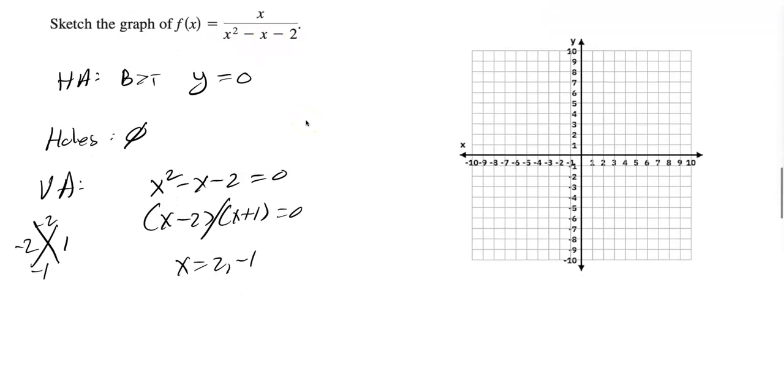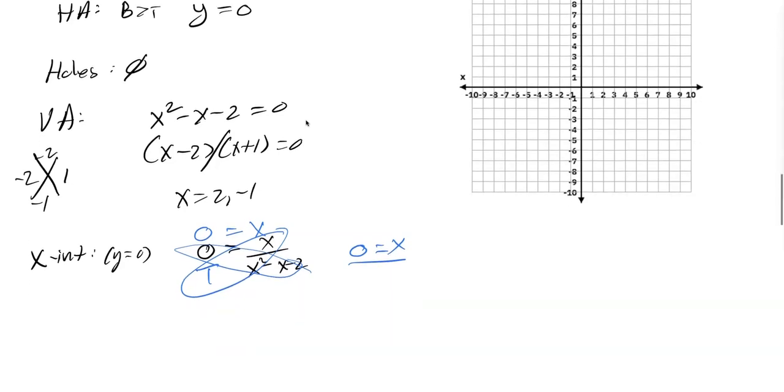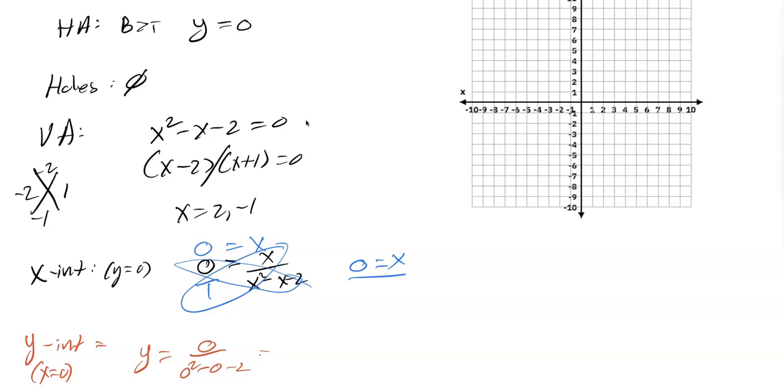We could find the x-intercept. So we're going to set y equal to 0. Well, when you cross multiply, again, hopefully you eventually get it. Wait, that just cancels out. This is just 0 equals x. So 0 equals x is my x-intercept. For my y-intercept, we're going to plug in 0. So we get y equals 0 over 0 squared minus 0 minus 2. I get 0 over -2, which is 0. So that's also my y-intercept.